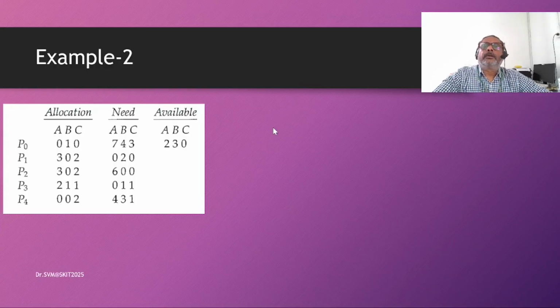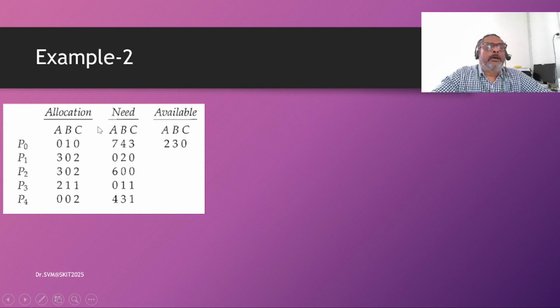Hey friends, now let's get into another example. So we solve another example for banker's algorithm to check whether the deadlock condition is possible for the given situation, or whether the situation is safe or unsafe. So that's the given problem.